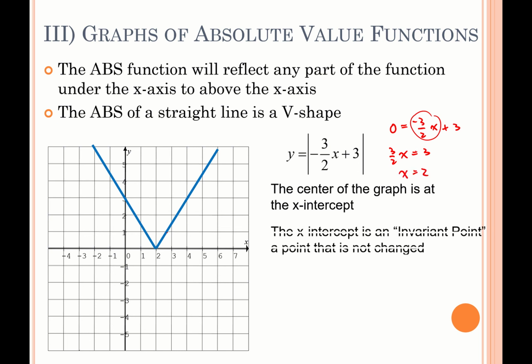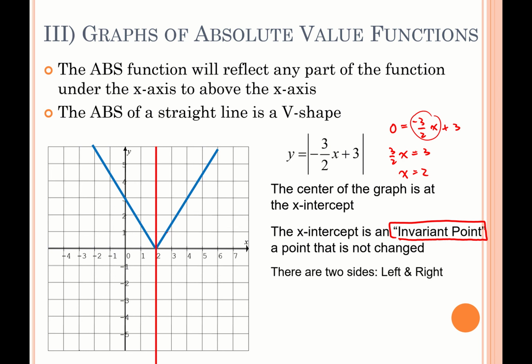Okay, so the x-intercept is something called an invariant point, and the reason why it's called an invariant point is because it's a point that doesn't change. Okay, but you won't really deal with much in this section about invariant points yet. Okay, it'll be later on in 7.3 and 7.4.